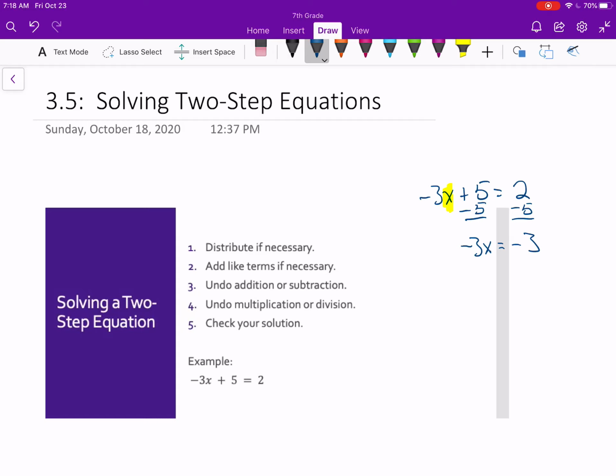Now it looks exactly like we just had in our last lesson, so we're going to divide by negative 3. Divide by negative 3 to get x equals 1. And just checking our solution to make sure that it works. Negative 3 times 1 is negative 3. Negative 3 plus 5 is 2, which is equal to 2, so it worked.